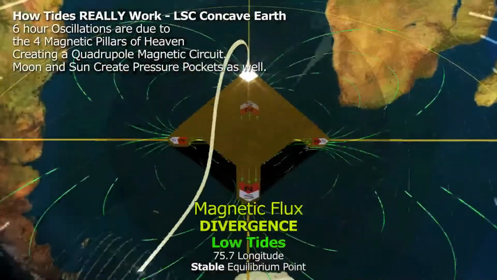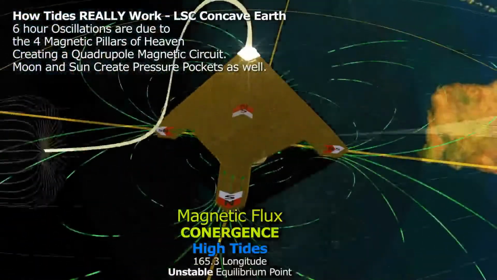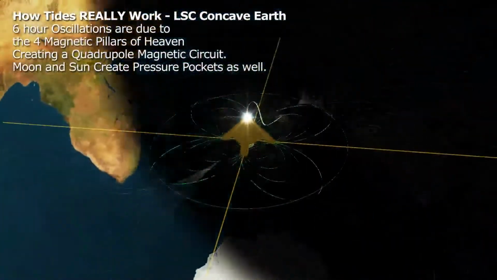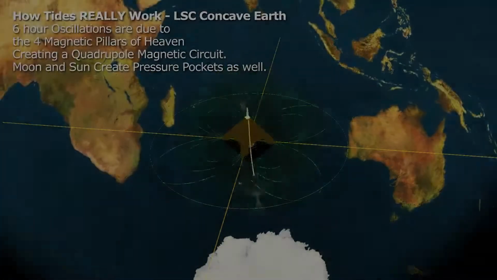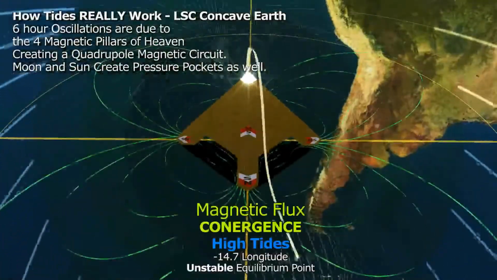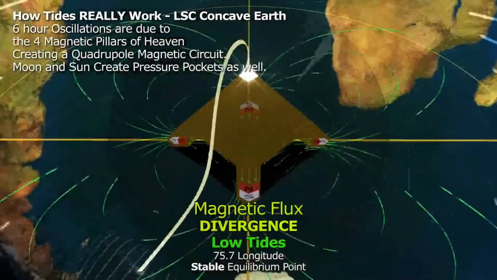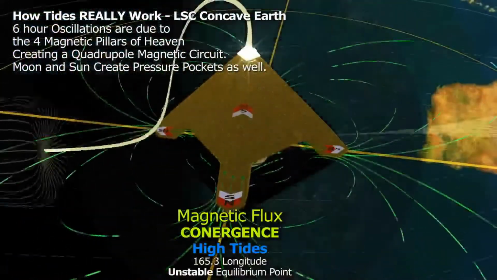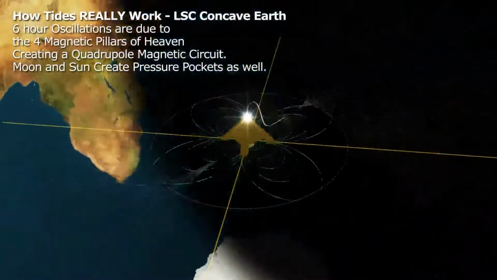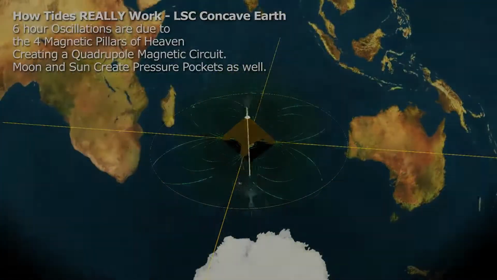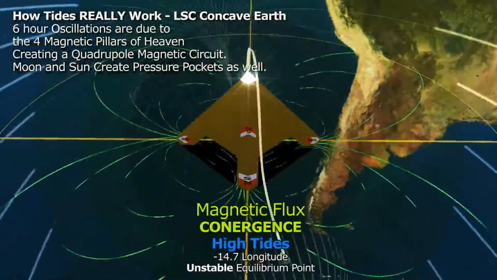Alright. How tides really work. Let's see, concave Earth. 6-hour oscillation. 6-hour oscillations are due to the 4 magnetic pillars of heaven creating a quadruple magnetic circuit. The moon and sun create pressure pockets as well.